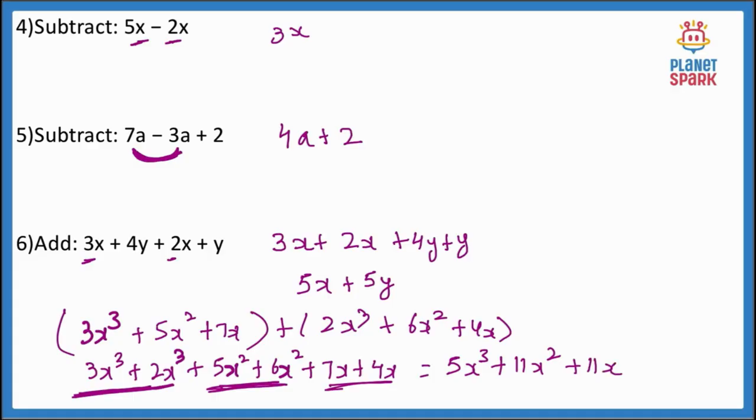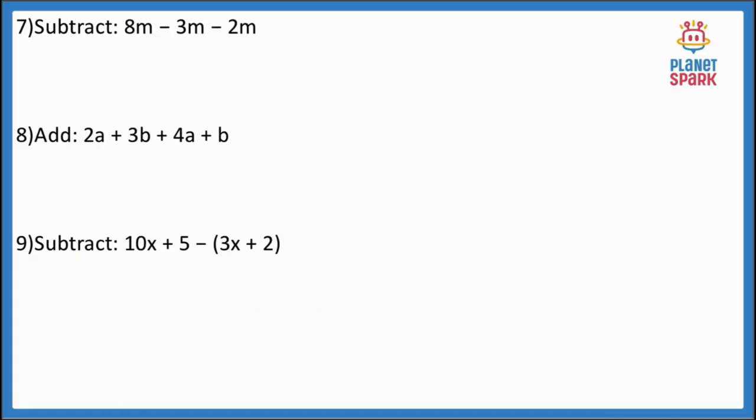The rule remains simple. We are only going to add or subtract the like terms. So let's subtract 8m, 3m, 2m. All of them have the variable m, so they are like. So we are going to simplify their coefficients. 8 minus 3 is 5. 5 minus 2 is 3. So my answer is 3m.